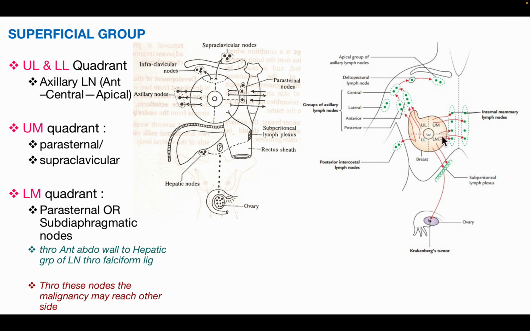From here, the lymph is drained to the parasternal nodes, or imagine that here the diaphragm is there. Below the diaphragm we have subdiaphragmatic lymph nodes, right? And through the anterior abdominal wall to the hepatic group of lymph nodes, that is through the falciform ligament. Through these nodes the malignancy may spread to the other side also. From the lower medial part of the mammary gland to below the diaphragm, and from there it comes to the ovary also, that is known as the Krukenberg tumor. We'll see this later.